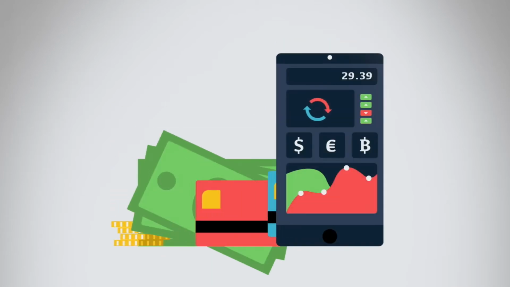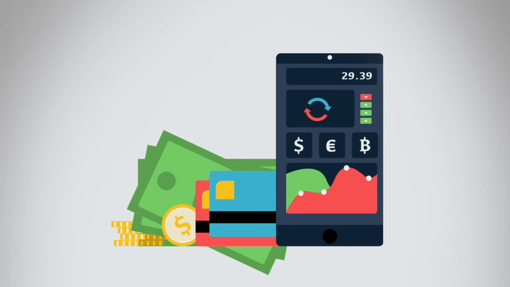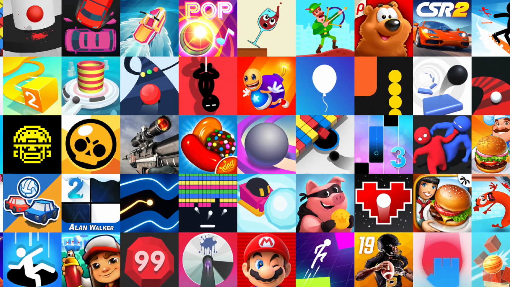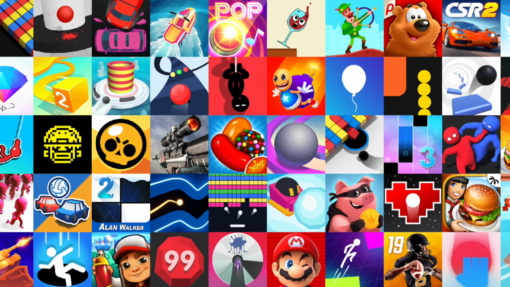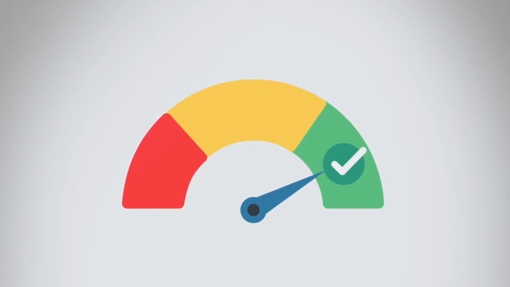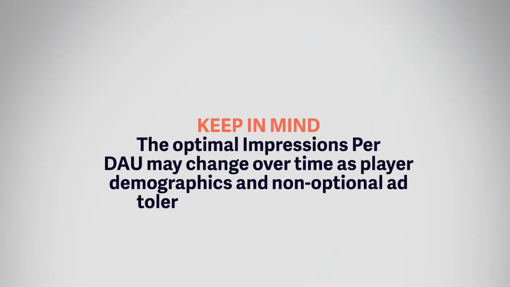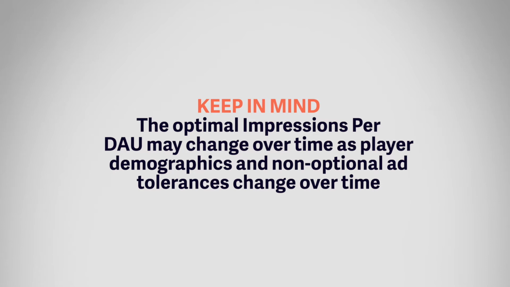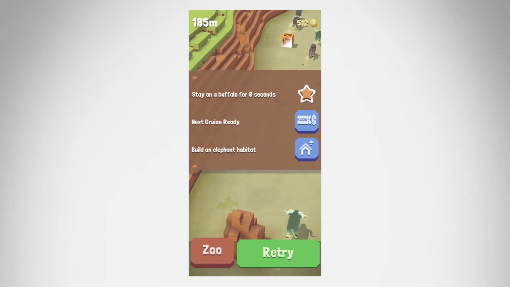The key things to remember about optimizing the impressions per DAU for your game is that every game has a different sweet spot. You can certainly reference the impressions per DAU frequency of other popular games that are similar to yours, but at the end of the day, the best way to decide the optimal impressions per DAU for your game is through experimentation and A/B testing. The second important thing to remember is that the optimal impressions per DAU may change over time as the player demographics change within your game, as well as the tolerance that each demographic has for non-optional ads changes over time.